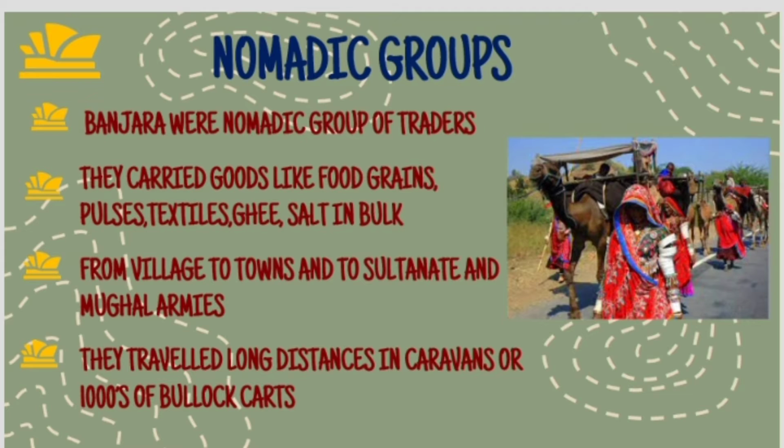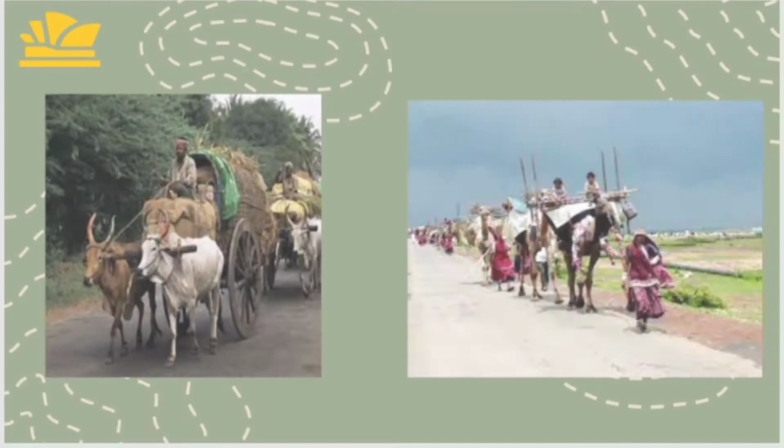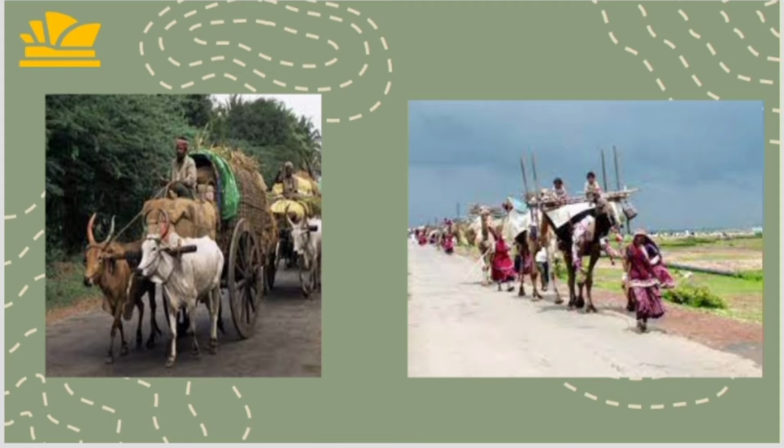Then also they traveled using thousands of bullock carts. If one bullock cart is going, behind that 9,999 bullock carts will be following. So they would be in a group to convey their needs. You can see in the picture how they travel using bullock carts or camels. They used to travel from one place to another.